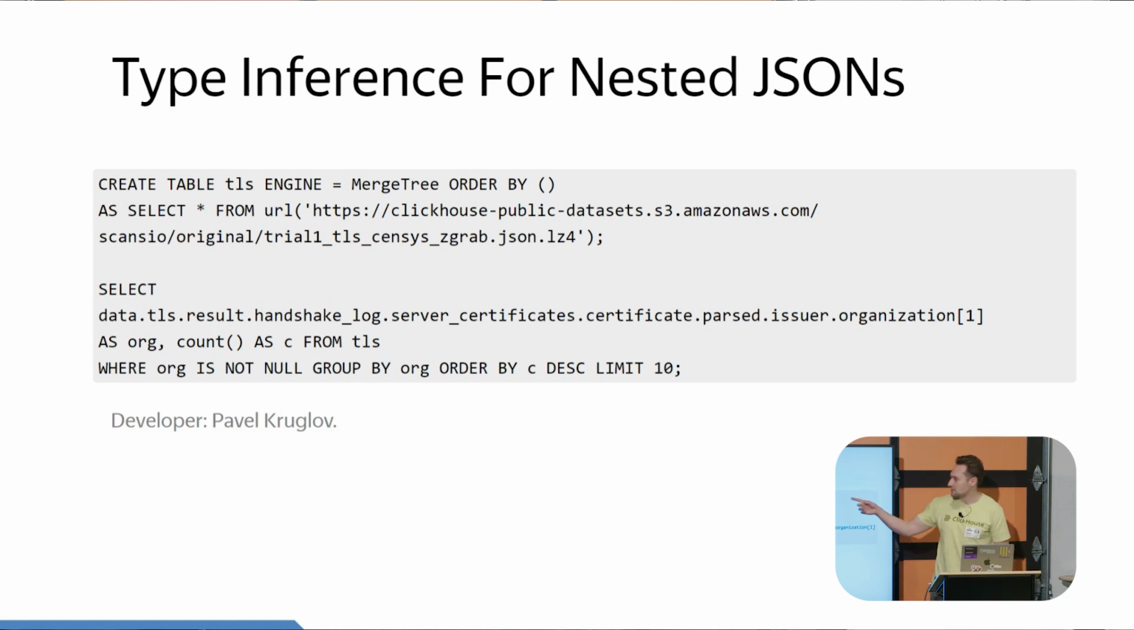If I create a table as select star from URL, the structure will be inferred from this URL table function, and it will propagate to the create table statement. So I don't have to specify it here. I am just skipping this table structure.